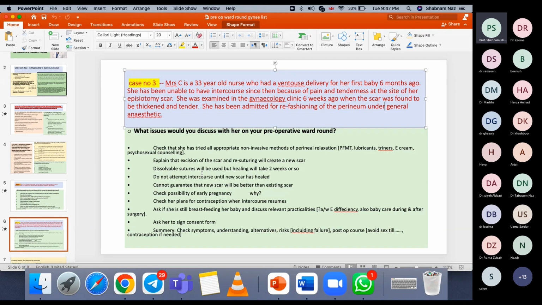Sutures are usually resolvable, but healing will take at least 2 weeks or more. So do not attempt intercourse until the new scar has healed. We cannot guarantee that the new scar will be better than the existing scar. The new scar may be worse, more unsightly and more thickened as compared to the previous scar. There is no guarantee. You have to discuss this with the patient.